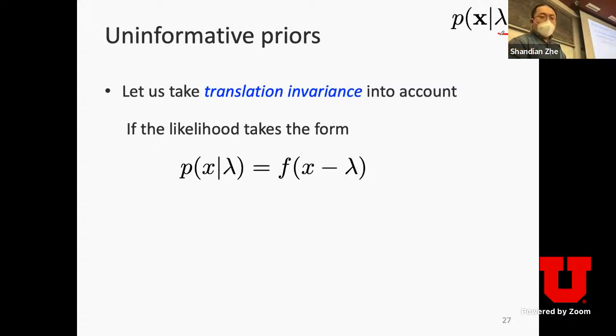I'm afraid not. Yeah, we'll talk about that. We'll talk about that. But let's consider different types of translation invariance.